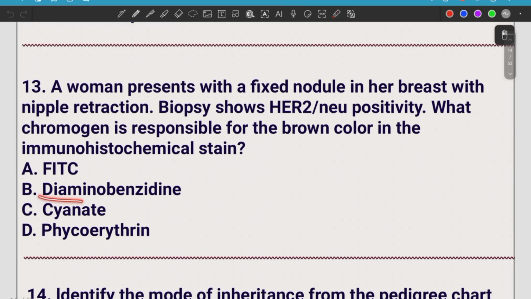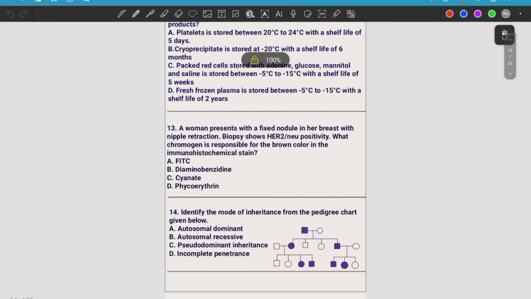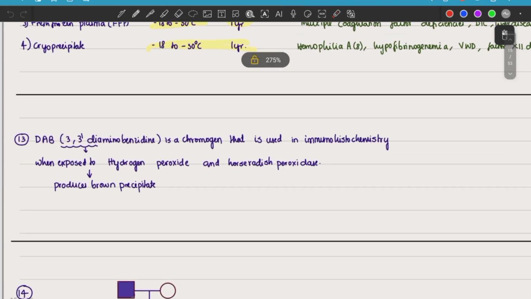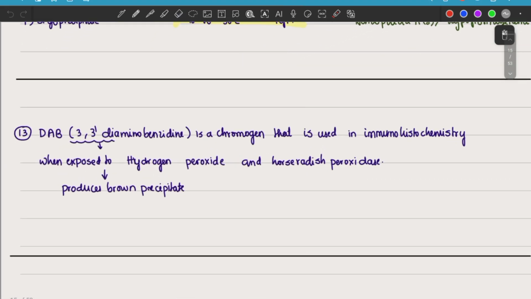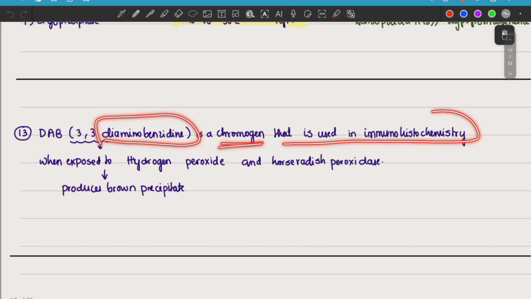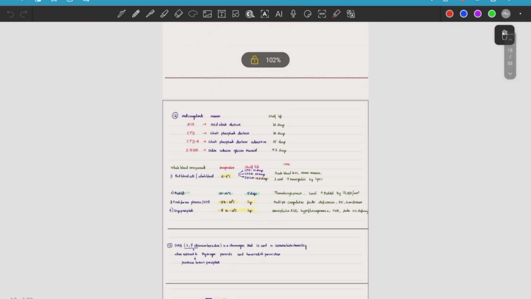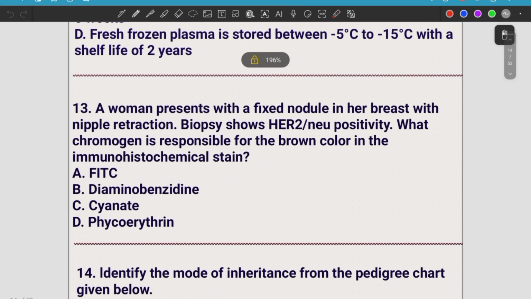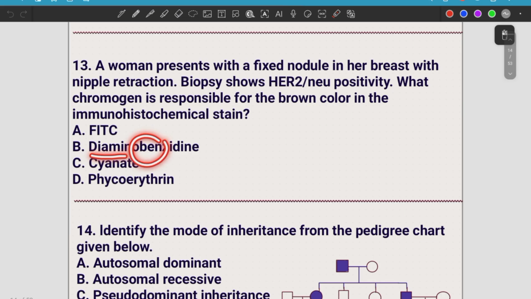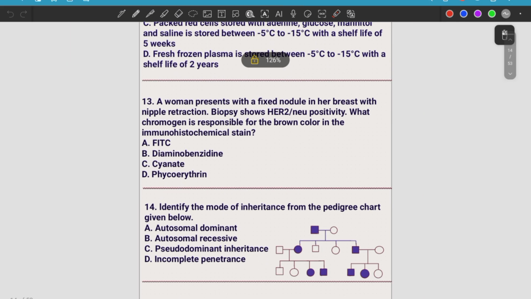It is because of diaminobenzidine. See, 3,3 diaminobenzidine is a chromogen that is used for immunohistochemistry; when exposed to hydrogen peroxide and horseradish peroxidase, it produces a brown precipitate. You can remember diaminobenzidine, benzidine for brown, BN. Yes.